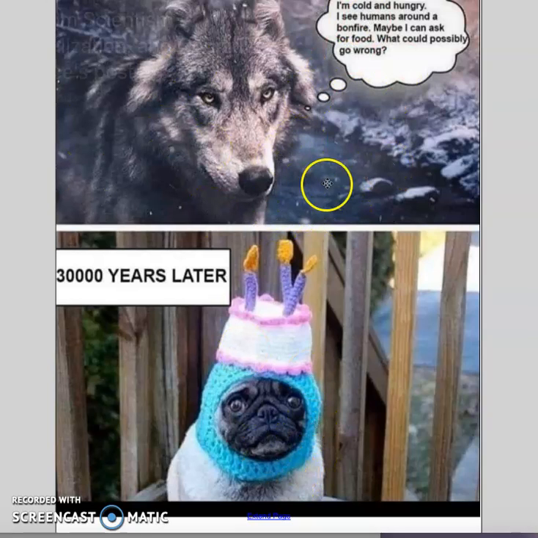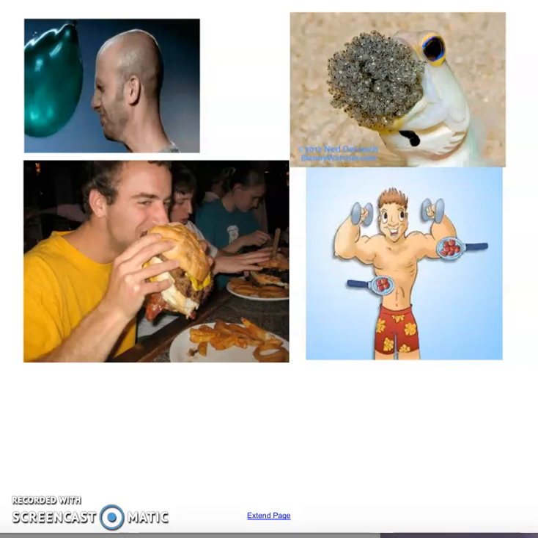Okay, so here's a little comic. I'm cold and hungry. I see humans around a bonfire. Maybe I can ask them for food. What could possibly go wrong? And then it says 30,000 years later. Yeah. So it's just saying that dogs domesticated from wolves.